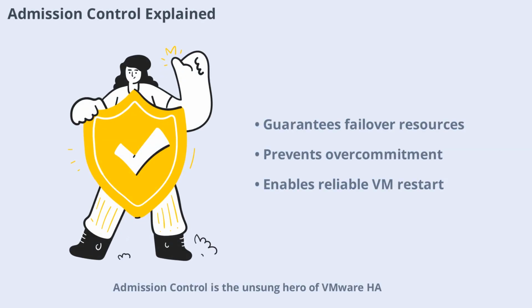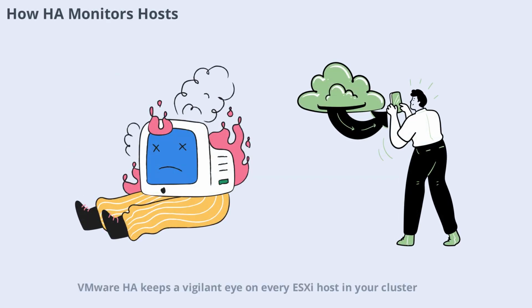Admission control is the unsung hero of VMware HA. While HA's automated VM restart grabs the spotlight, admission control quietly enforces the rules that make this possible. Its job is to guarantee that, at any given moment, your cluster has enough spare resources to accommodate all workloads in the event of a host failure. It does this by reserving resources and preventing overcommitment, ensuring that the promise of high availability is always kept. Without admission control, HA could not reliably restart VMs after a failure, making it a critical component of any resilient virtual environment.